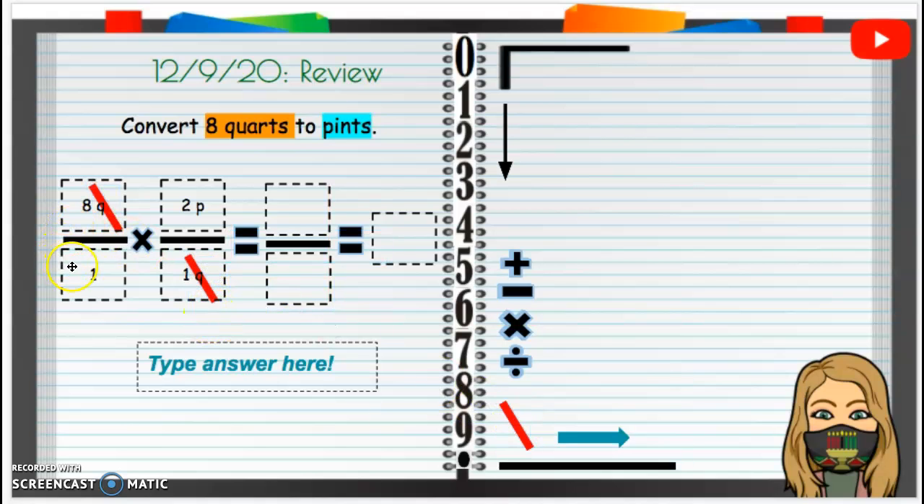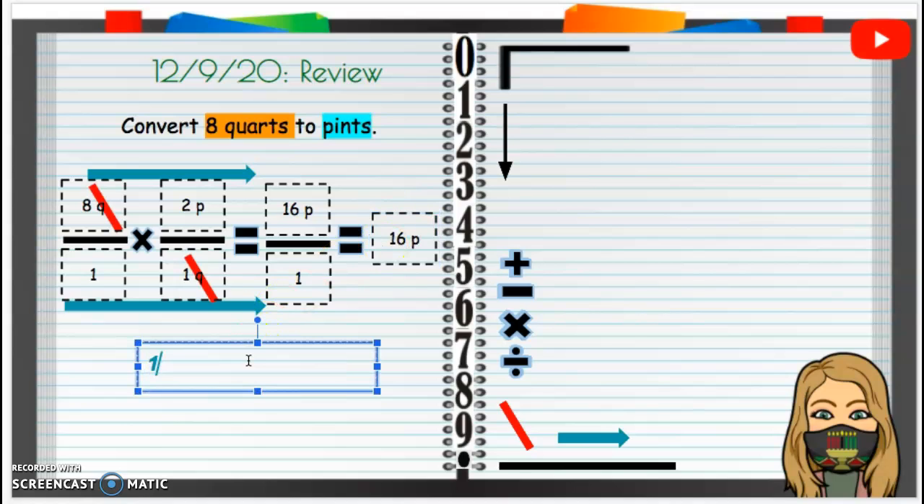All right, now we can in fact cross out our quarts because quarts divided by quarts equals 1, so it does not change the value. Now in our denominator, 1 times 1 equals 1. And 8 times 2, we know that, that's 16. We are also going to keep that p for pints, so it's going to be 16p. Or in our answer, we can put 16 pints. And that's it for the review.